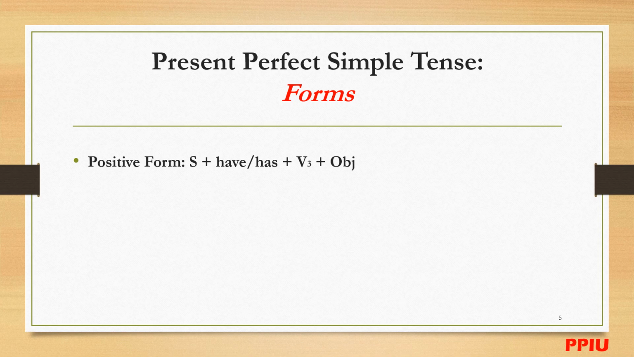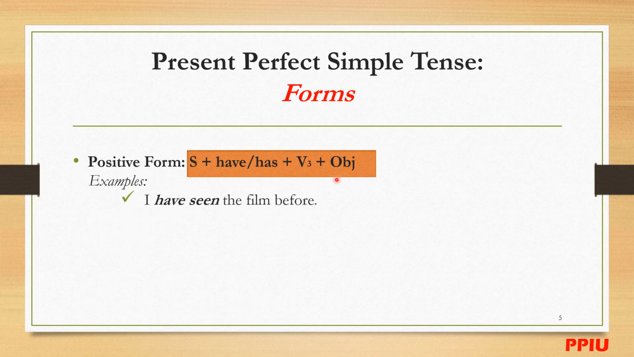Okay, positive form. Here, we should focus on the subject, right? So subject, plus have or has, plus verb 3, or you can call it the participle, plus an object. Subject plus have or has, plus verb 3 or participle, plus an object. You can look at the example.